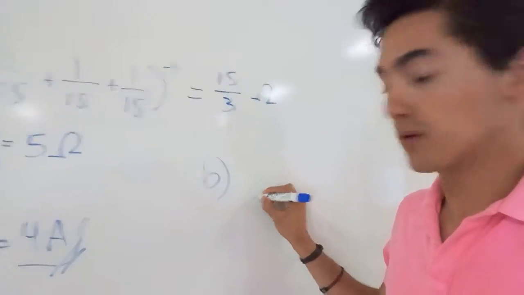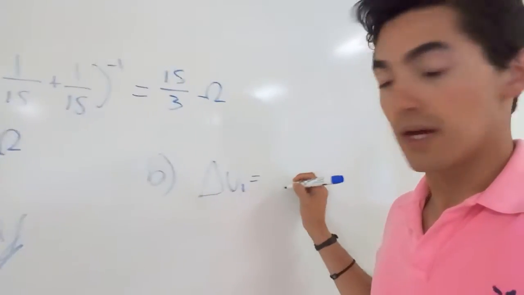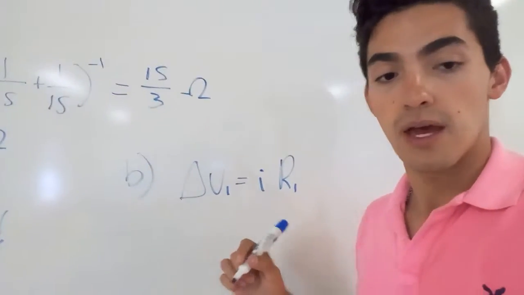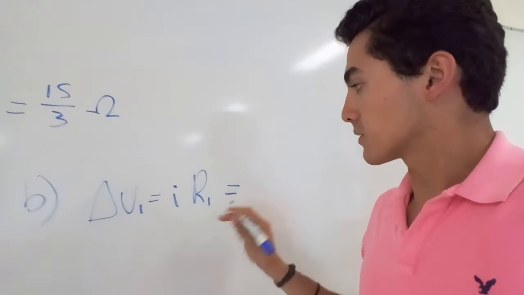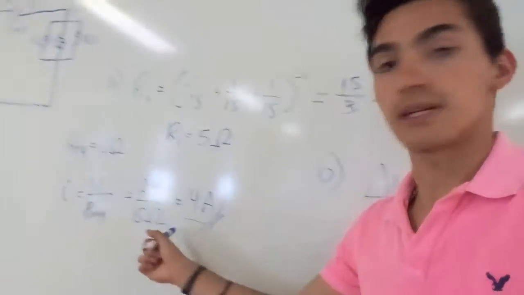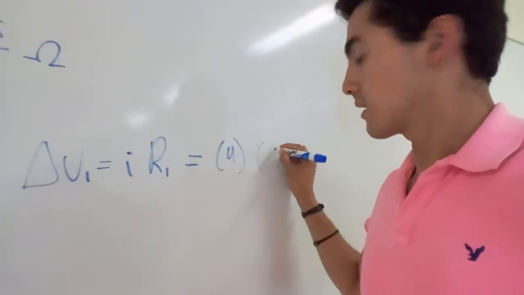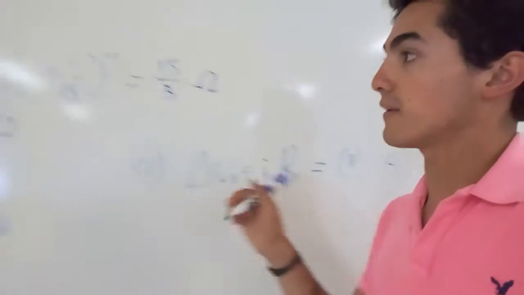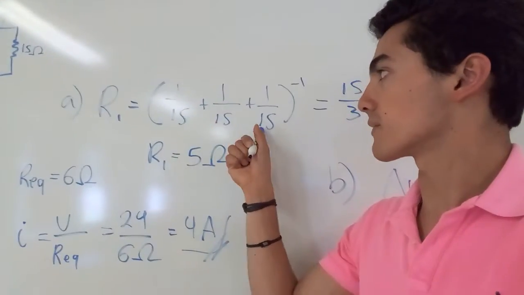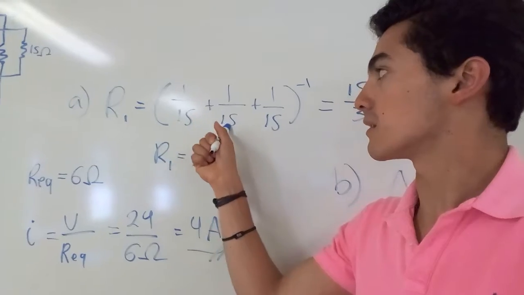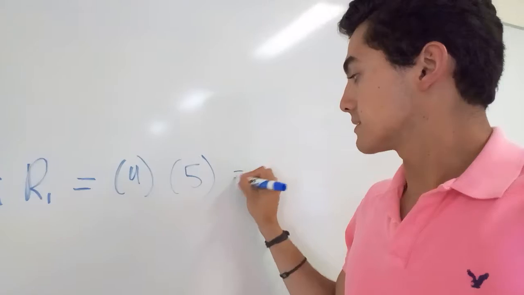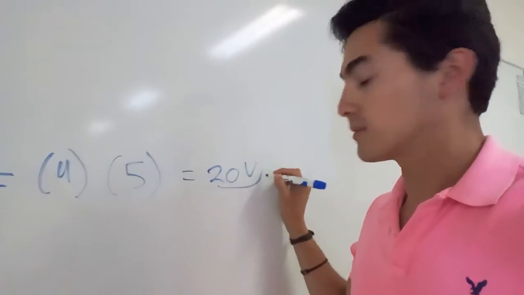And we know that the difference of the voltage is equal to our current times our resistance. And this is equal to, the current is equal to 4, because we obtain it in here, times 5, because this 5 was the resistance obtained in the sum of each one of the resistance of 15. So that's why we use this 5, and this is equal to 20 volts.